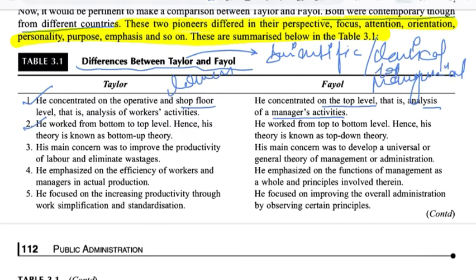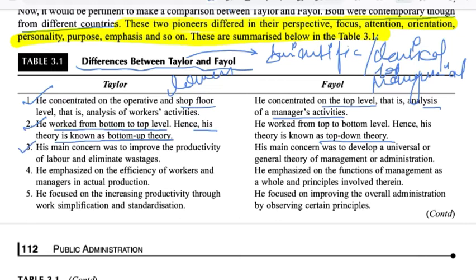F.W. Taylor worked from the bottom to the top level, hence his theory is known as bottom-up theory, while Fayol's theory is known as top-down theory. Taylor worked from the lower level to the higher level, while Henry Fayol worked on the model known as top-down theory, meaning top to down.